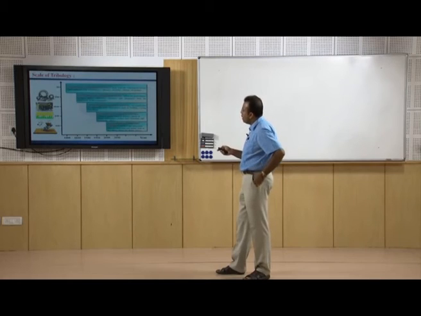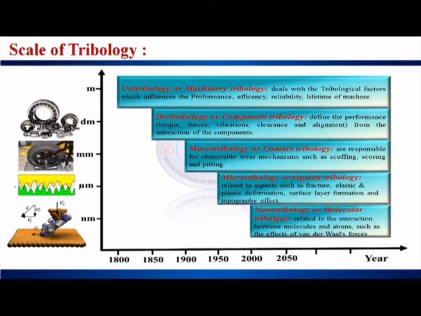Then next one is the scale of tribology. So, we can divide all this nanotribology into different scales. First one is in the meter range, whatever we are doing, that is known as unit tribology or machinery tribology, which deals with the tribological factors that influence the performance, efficiency, reliability, and lifetime of machines. When we come to decimeters, deci tribology or component tribology defines the performance, torque, forces, vibrations, clearance and alignment from the interaction of the components.